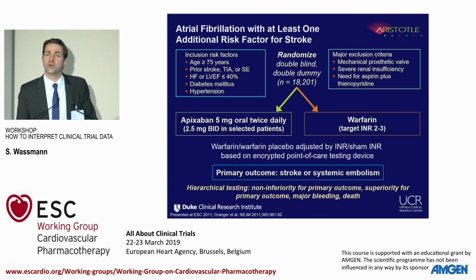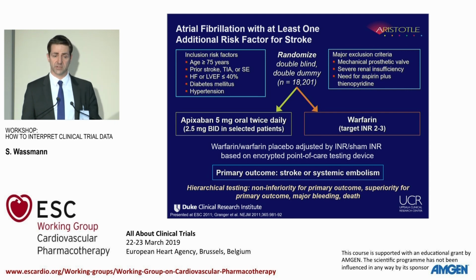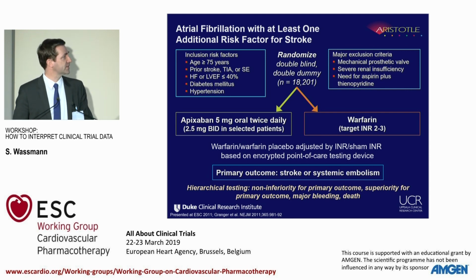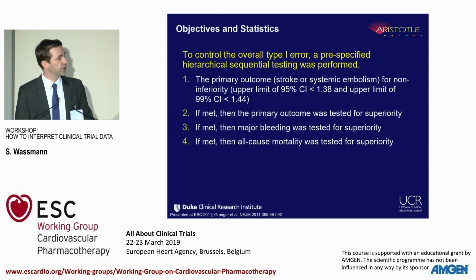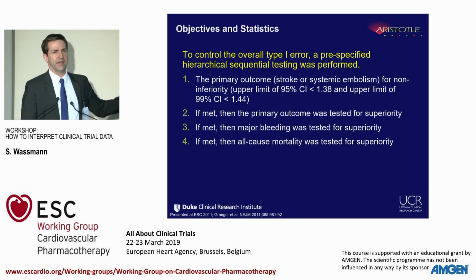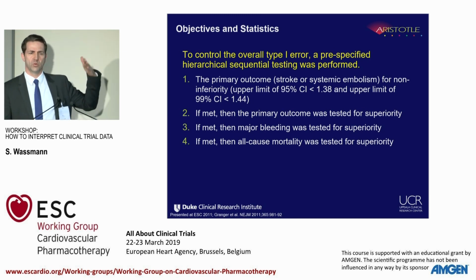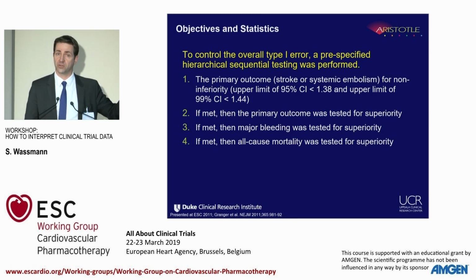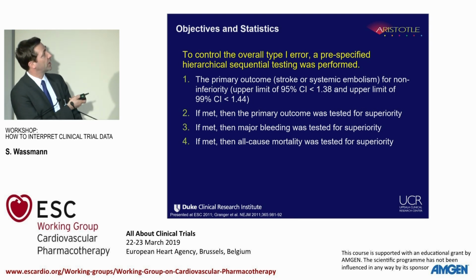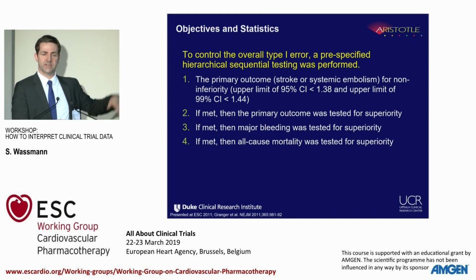All right. So next trial, the Aristotle trial. So this was the same thing, atrial fibrillation patients with additional risk, randomized to receive apixaban or warfarin. Primary outcome, the same, stroke or systemic embolism. Here's again the statistical plan. If you really want to check out what they did, it's good to read it, in the protocol obviously, and also in the methods of the publication. Primary outcome, first non-inferiority, then superiority, then bleeding was tested, and then all-cause mortality. So this was the hierarchy of testing.